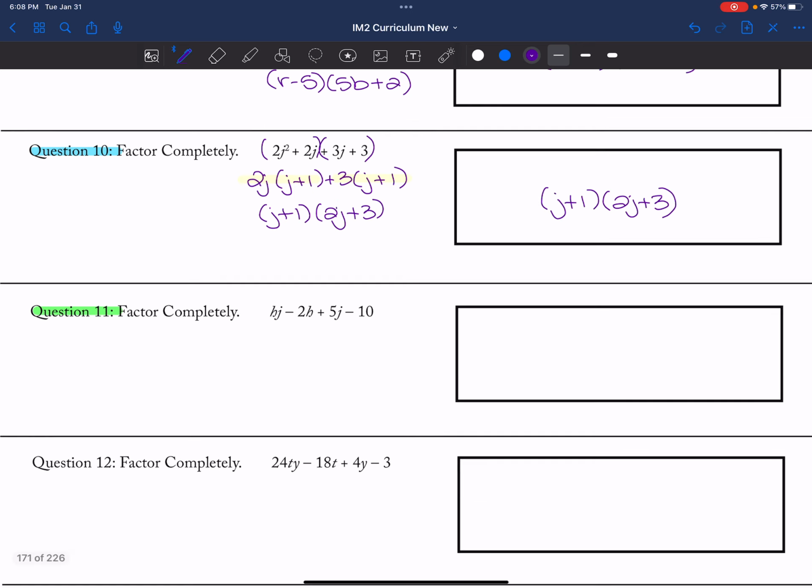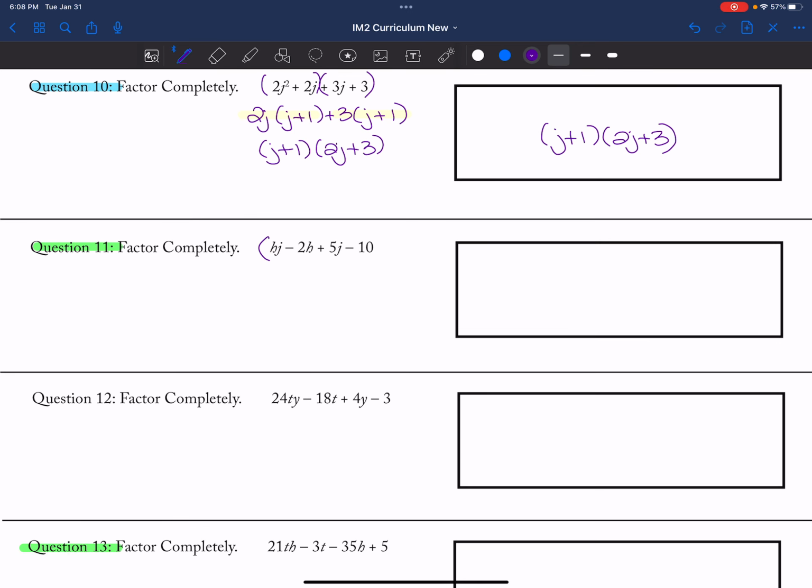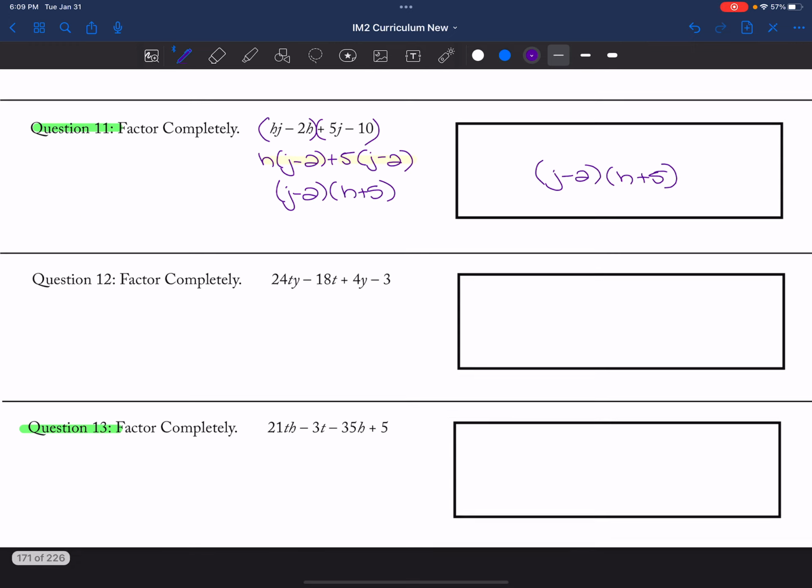Okay, and then 11 looks like a common H in my first one, so that's H times J minus 2, plus a common 5, so I'm left with a J minus 2. So then in common between these two terms is J minus 2, and I'm left with an H plus 5. So J minus 2 and H plus 5. Okay, and then 13.